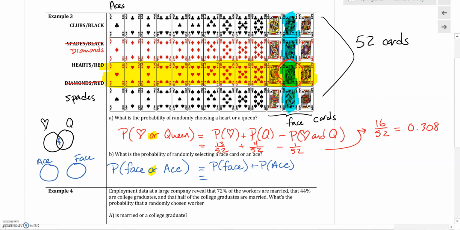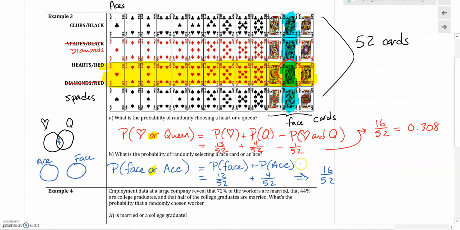Well, the faces, there's a total of 12 face cards out of 52 cards. Aces, there's 4 ace cards out of 52 cards. This happens to again be 16 out of 52. Just so happens to be the same probability.